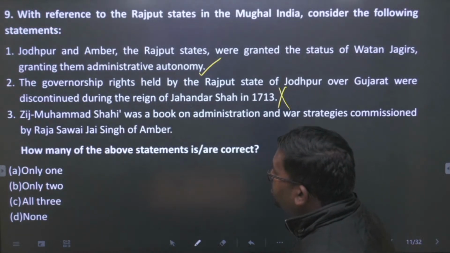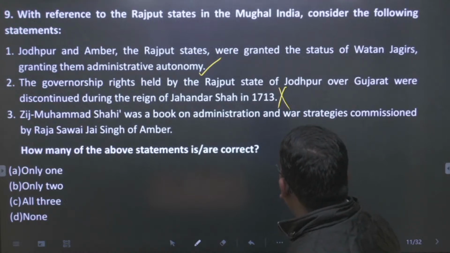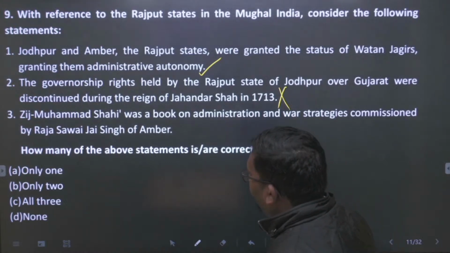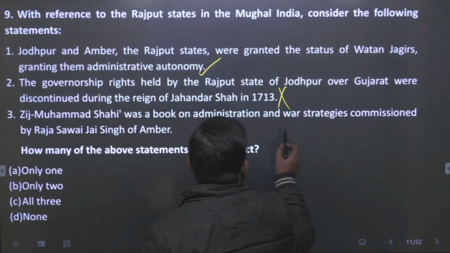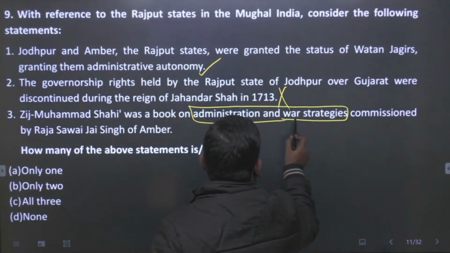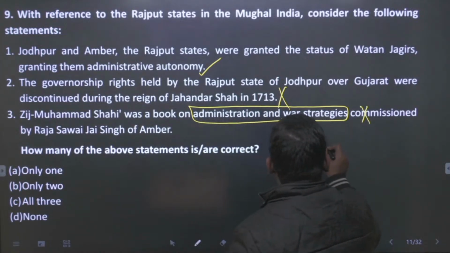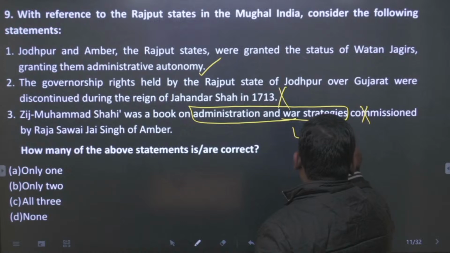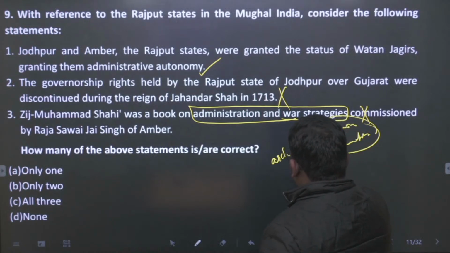Alright. Zij Muhammad Shahi was a book on administration and war strategies commissioned by Raja Sawai Jai Singh of Amber. The first part is true, but this is not a book on war strategies and administration. This is false. This book was on the topic of astronomy and mathematics. So, this is related to architecture.